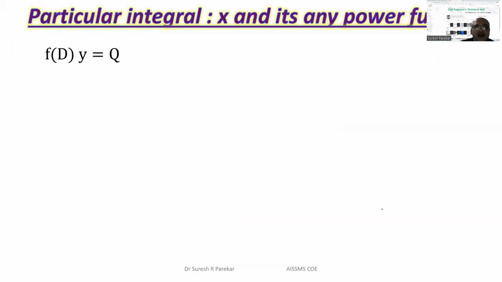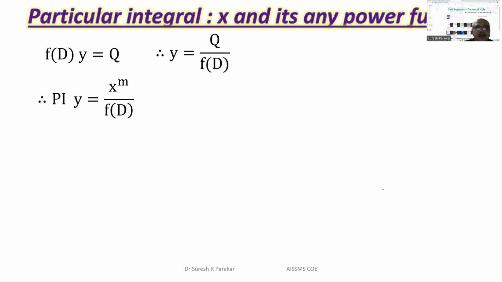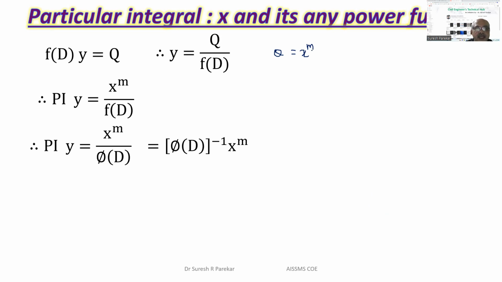So now we have f of D, y is equal to Q. We have the same for all: y is equal to Q upon f of D. Now let us say Q is equal to x to the power m. Then we have x to the power m upon f of D. So we are going to take the constant outside, and we have to make this in the form 1 plus whatever terms remained, in this fashion.